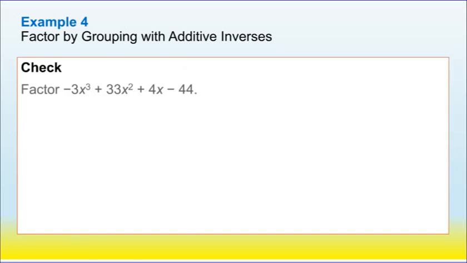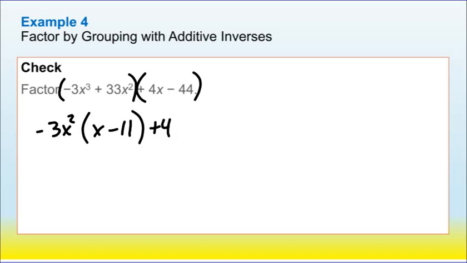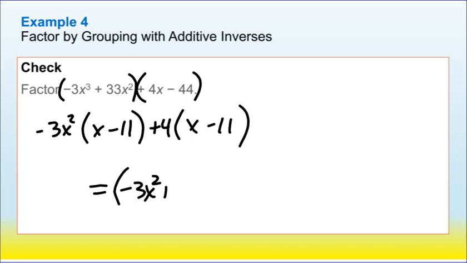And our final question, factor this one. So by grouping, I can factor out a negative 3x squared. That leaves me with x minus 11. Over here, I can factor out a positive 4. And that gives me x minus 11. So my answer, negative 3x squared plus 4 times x minus 11.